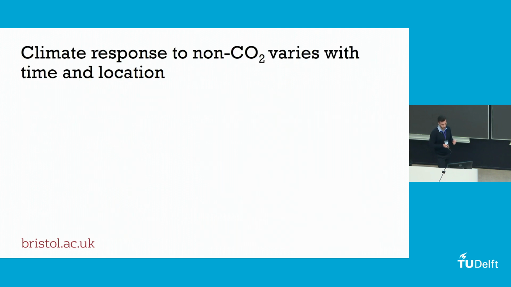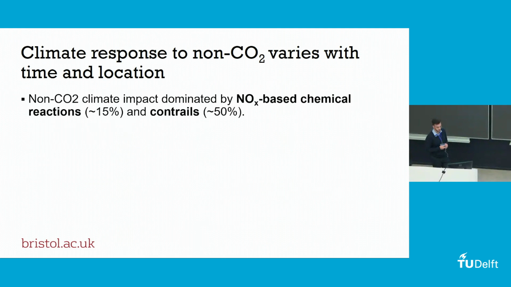Is there anything that we can do about these non-CO2 emissions that we haven't necessarily implemented yet? And basically, due to the fact that the climate response to these non-CO2 emissions is highly variable with time and location, potentially there's something we can do there. So the non-CO2 climate impact is largely dominated by the NOx-based chemical reactions contributing 15%, and contrails, which contribute over half of the climate impact of flying.